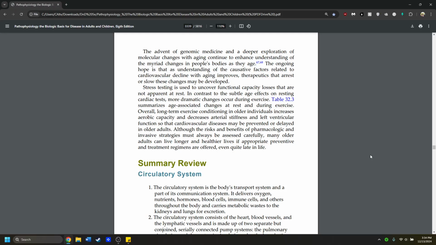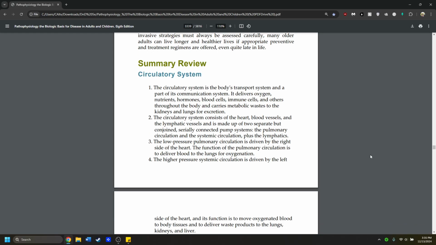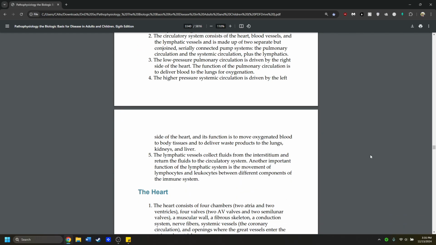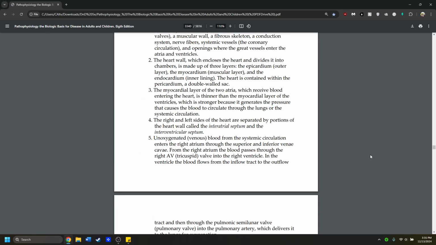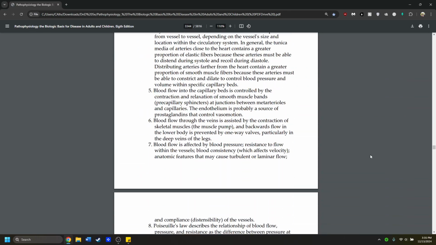Although the risks and benefits of pharmacologic and invasive strategies must always be assessed carefully, many older adults can live longer and healthier lives if appropriate preventative and treatment regimens are offered, even quite late in life. So that concludes our chapter, and we will jump into chapter 33 next.